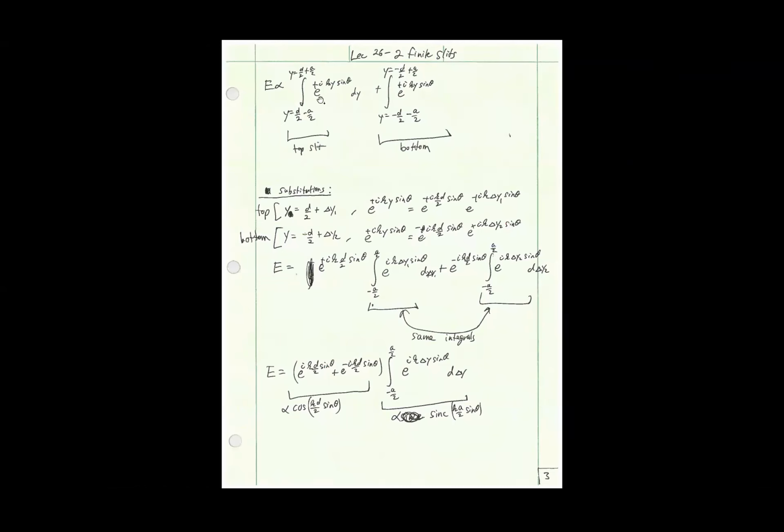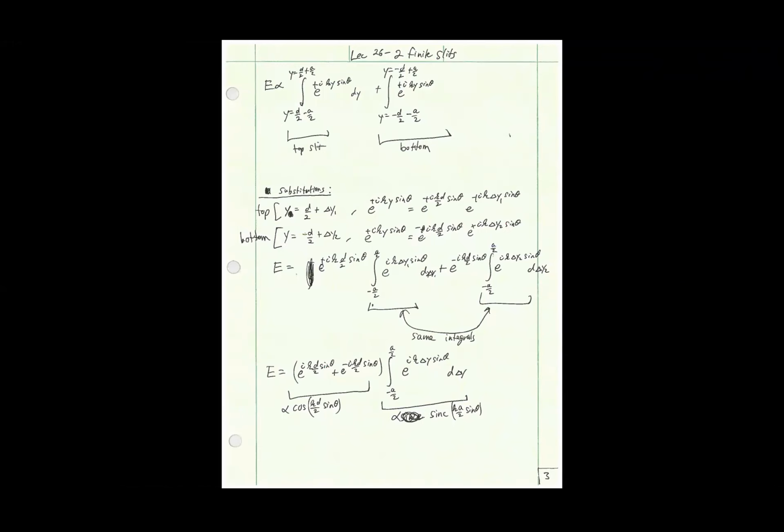So we've got this integral over this range of values of y. And then we've got this integral, which is the same integrand. There should be a dy there, over a different range of y values. And let's do some u substitutions. Let's say that everywhere in the top slit, y is d over 2 plus delta y1. And in the bottom slit, y is minus d over 2 plus delta y2.